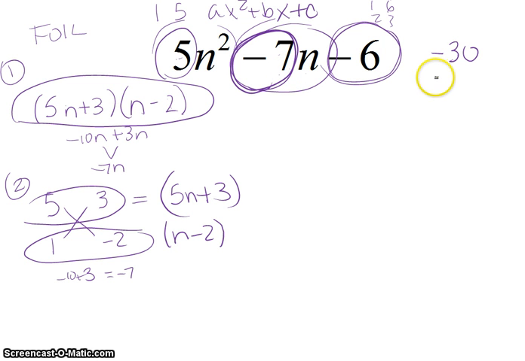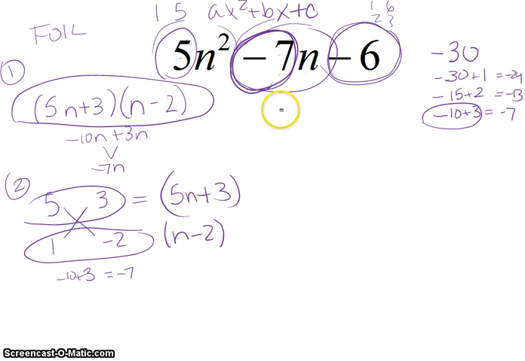So in this case, I can start by trying negative 30 and 1, but I can see when I add those I'm going to get negative 29, and that's clearly not negative 7. How about negative 15 and 2? When I add those together, that's negative 13, and I'm still not at negative 7. How about negative 10 and 3? When I add those, what do I get? I get a negative 7, and that's what I want. So I have found the two terms that I want here.